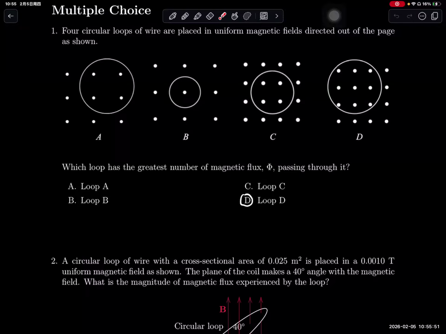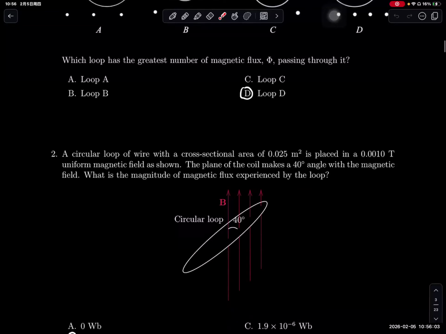In a sense that flux is B times A, right? The larger the magnetic field, the larger the area, the greater the flux. Therefore, it is D. D has the larger area, and it also has more magnetic field lines.